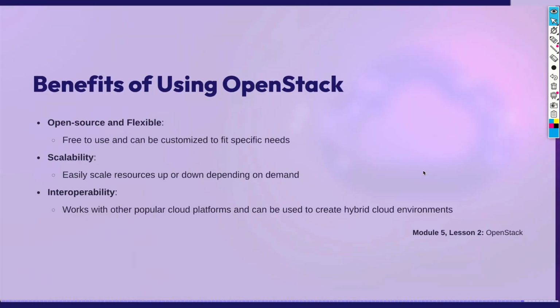So why do we use OpenStack? Why does Rumble Cloud use OpenStack? It uses it because it is open source. It's been iterated on so many times that it's really, really good, right? It's flexible, it's free to use, and can be customized to fit a lot of businesses' needs.